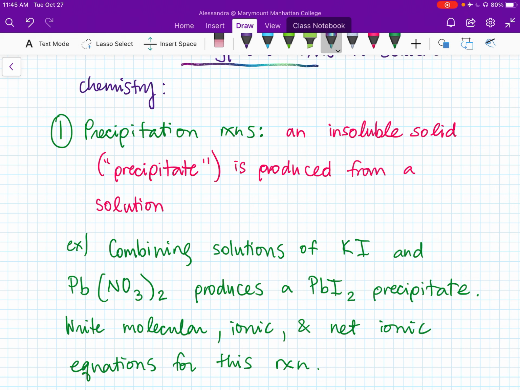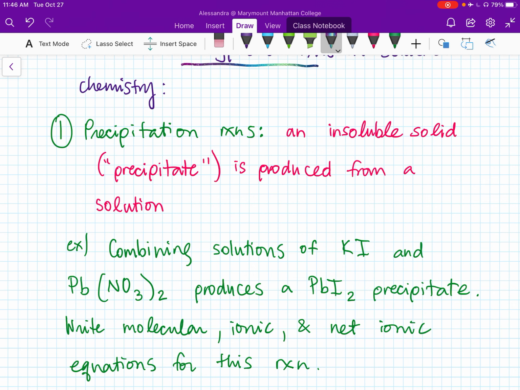What you will see in the laboratory is a cloudiness appearing in your flask. And that cloudiness is really particles of solid that are crashing out of solution, that are precipitating from solution. So an example is if you take two solutions of potassium iodide and lead(II) nitrate, and you mix those two solutions together, a precipitate of lead(II) iodide will come out of that solution. So let's first practice by writing molecular, ionic, and net ionic equations to describe that precipitation reaction.